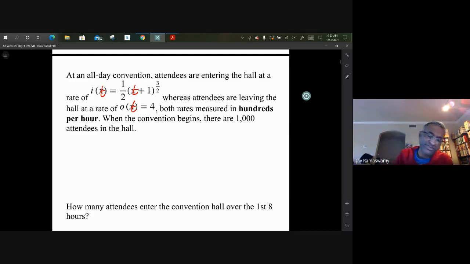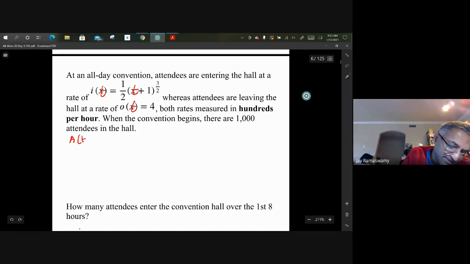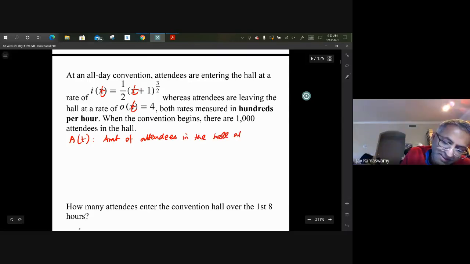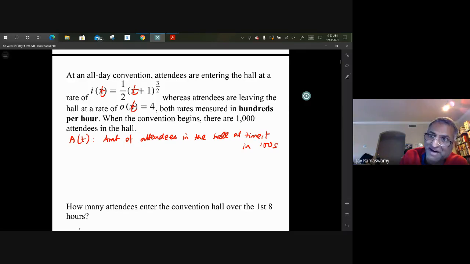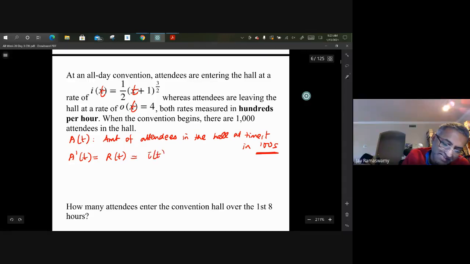So I'm going to set it up the usual way. How do we always set up rate in and rate out problems? Let A be the amount of attendees in the hall at time t, in hundreds. Very smart, she writes in hundreds. In your notebook, we're learning a new idea. It's a scale of hundreds. Underline that. Then A prime of t is the rate of change, I of t minus O of t, in minus out.